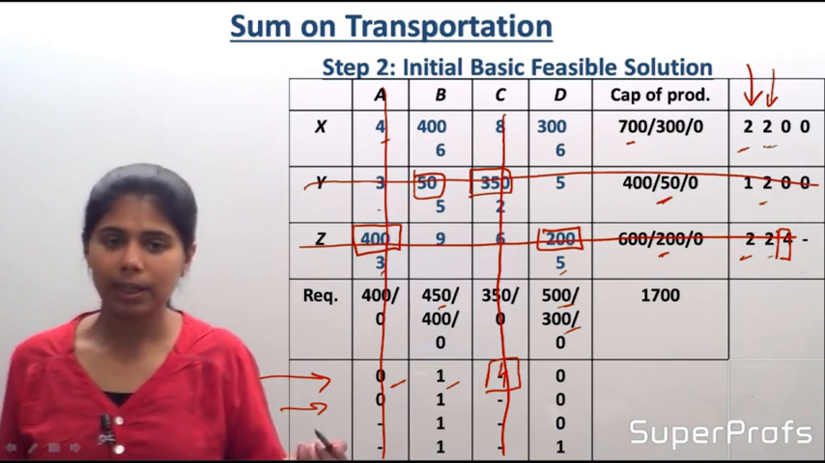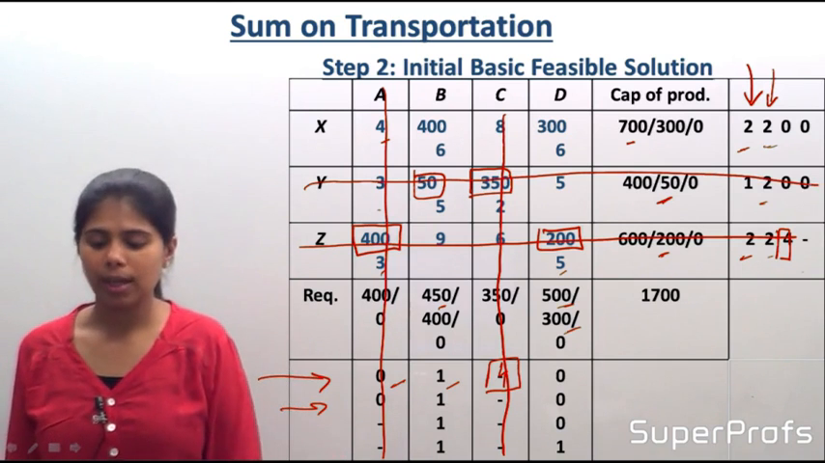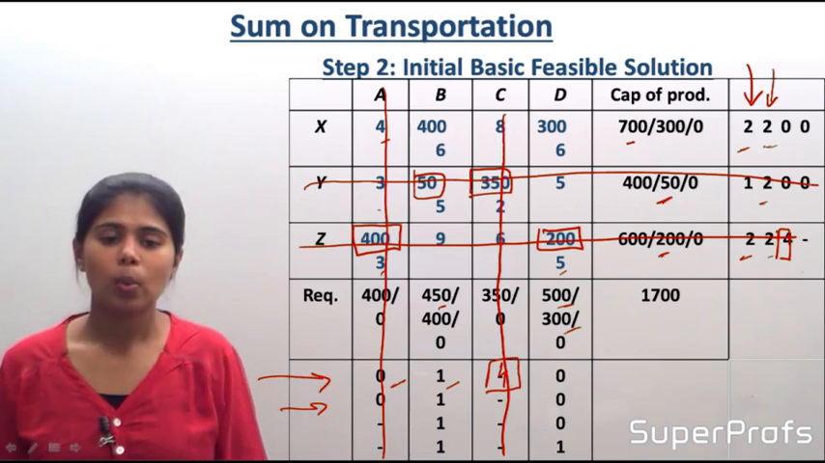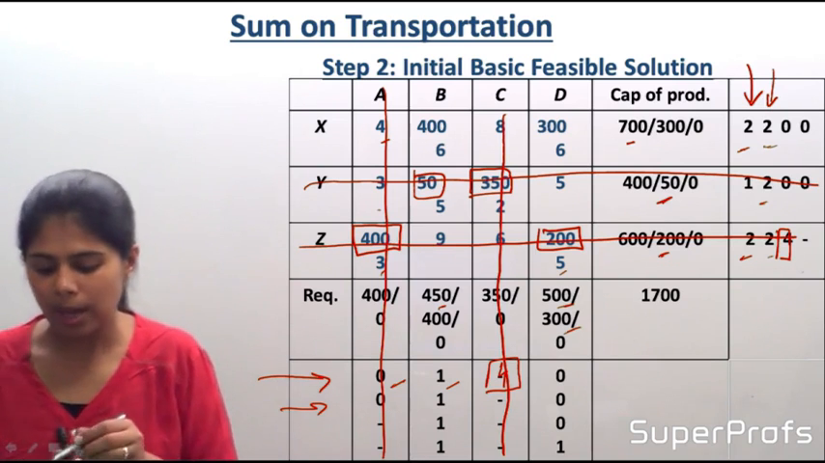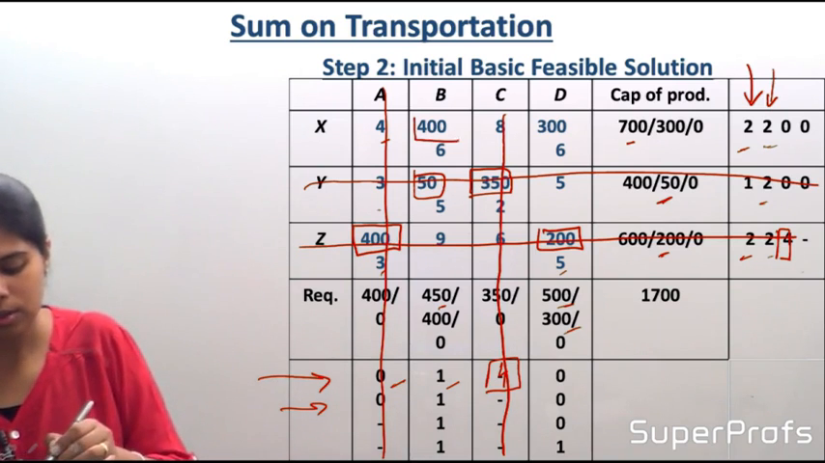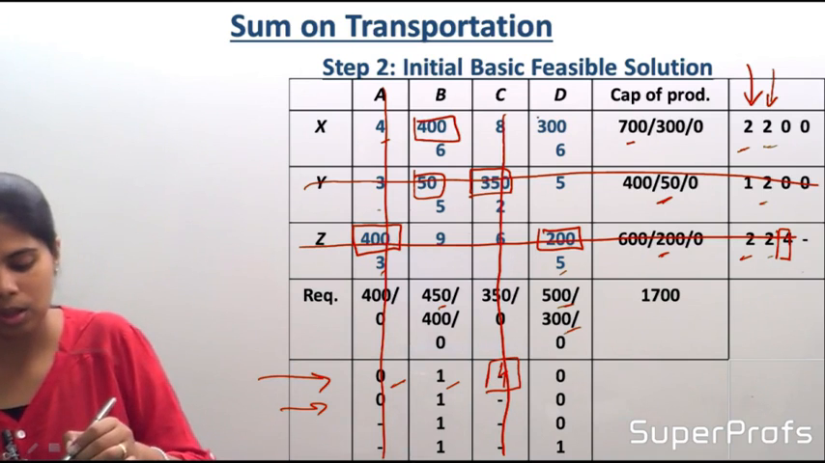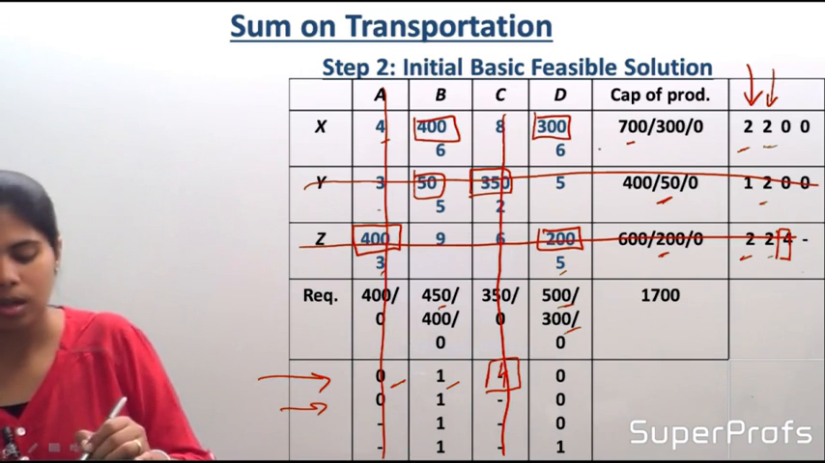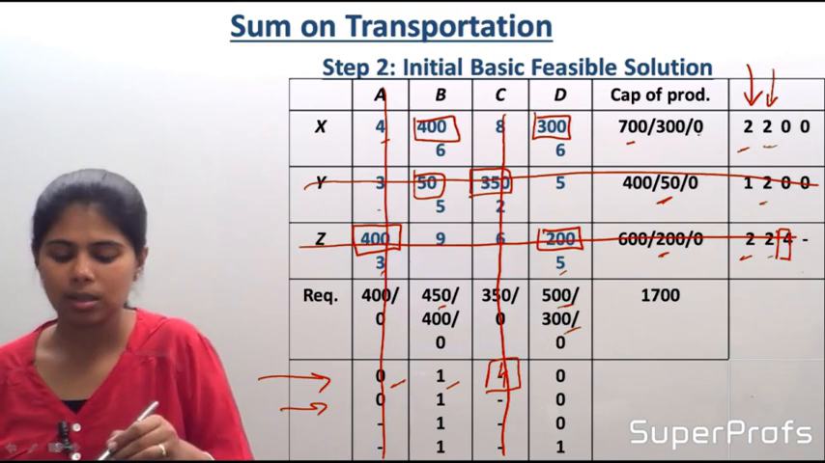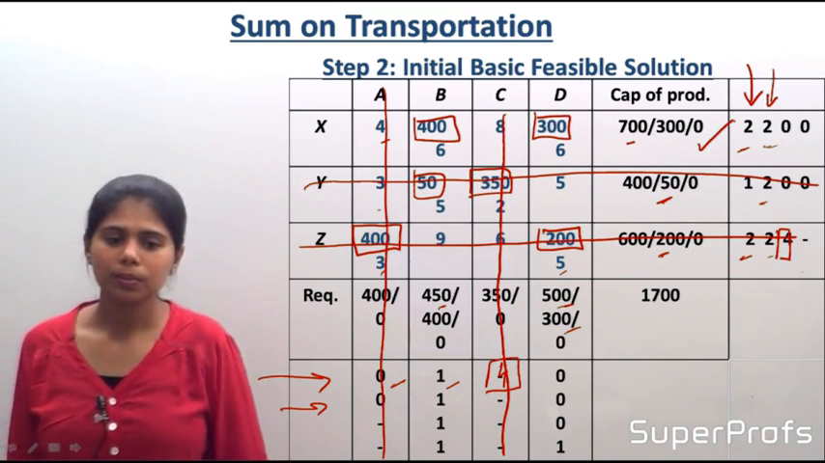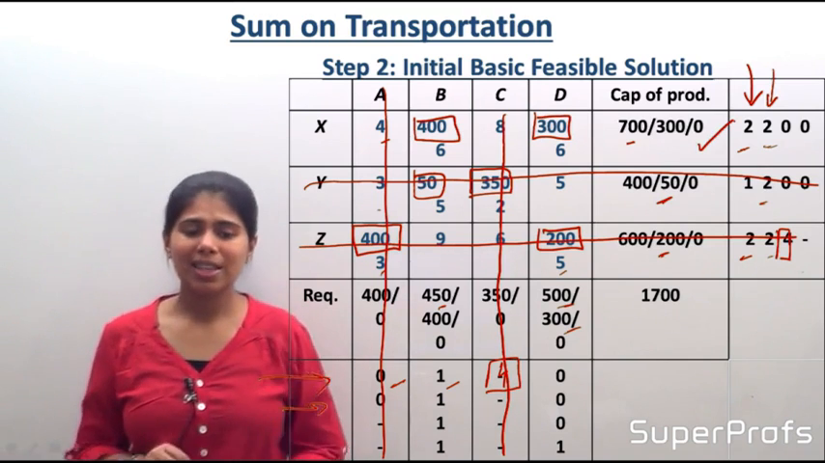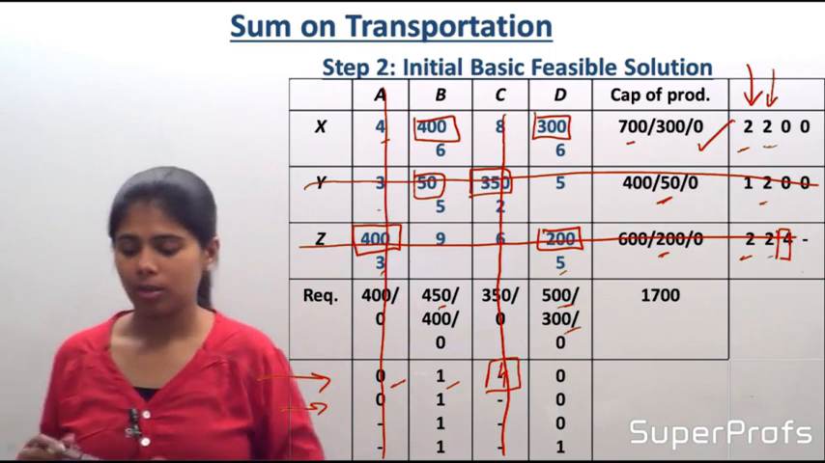So now what am I left with? Do I really need to do it again? I can allocate this very easily. Whatever I'm left with now, I will have to allocate 400 over here, and I'm left with 300 over here, which I will have to allocate over here. 700 was the capacity and it ties properly. So this is the allocation that I have got.